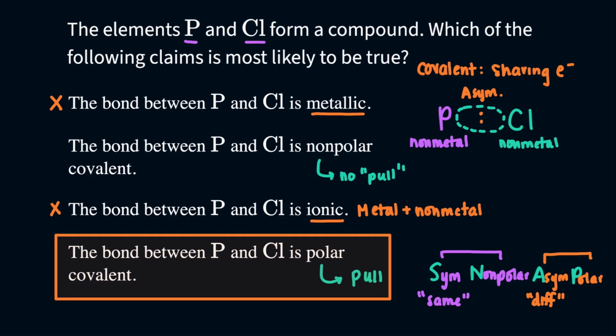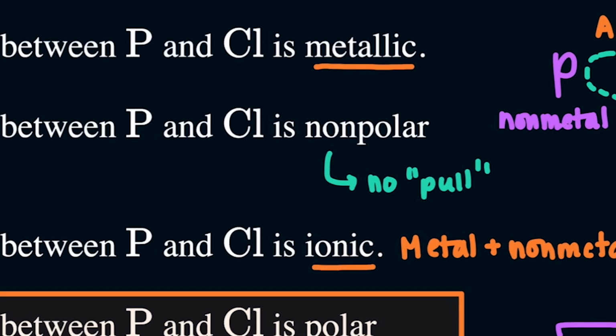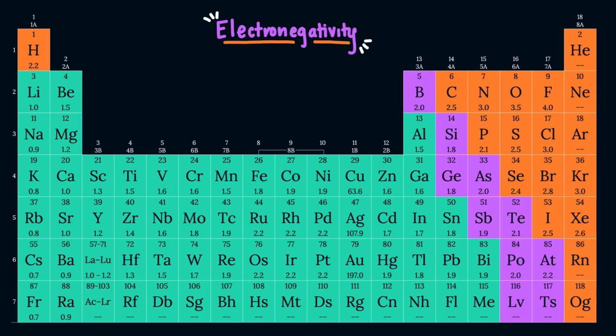Also, what you can do, if you want, which I'll show you quickly, you could also go and check out the property that gives the polarity or the pull, and that's electronegativity. We go and check our electronegativity differences between the two atoms. Here is my lovely electronegativity chart that I've made for you guys. All the electronegativity values are found below the atom. And it is safe to say, we did say that phosphorus was a nonmetal, and chlorine was also a nonmetal.